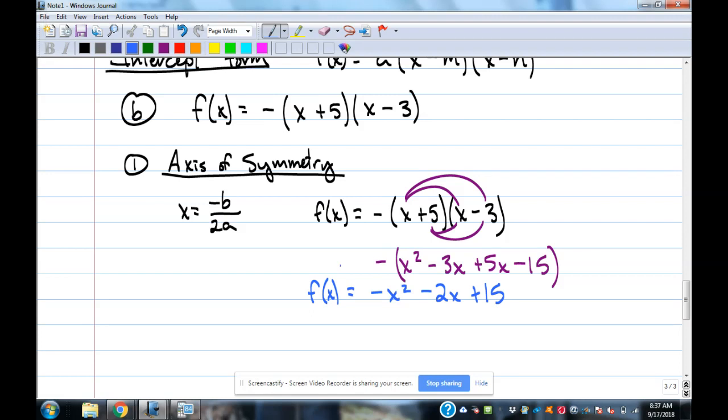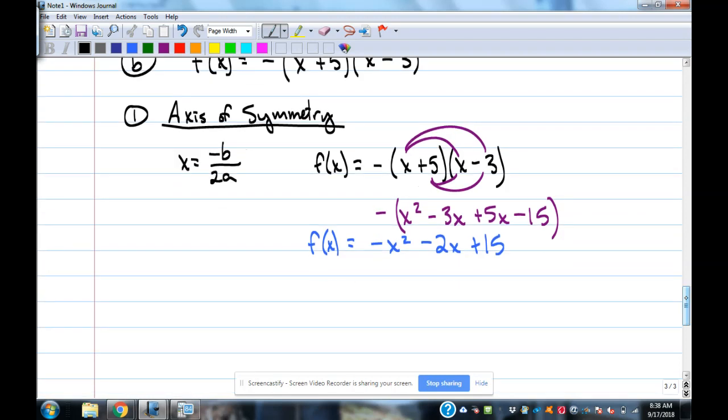So we've taken an intercept form and moved it into standard form so that we can find the vertex and the axis of symmetry. That's why I wanted to do this one right after the standard form. Now we can take negative b divided by 2a. So negative b is going to be positive 2 divided by 2 times negative 1, which would be 2 divided by negative 2, which is negative 1. So we have the axis of symmetry at x equals negative 1.